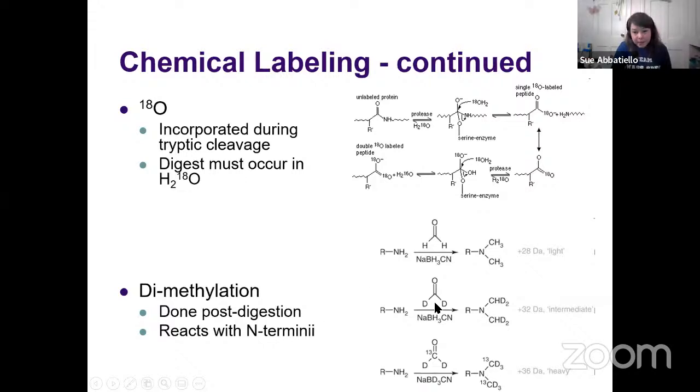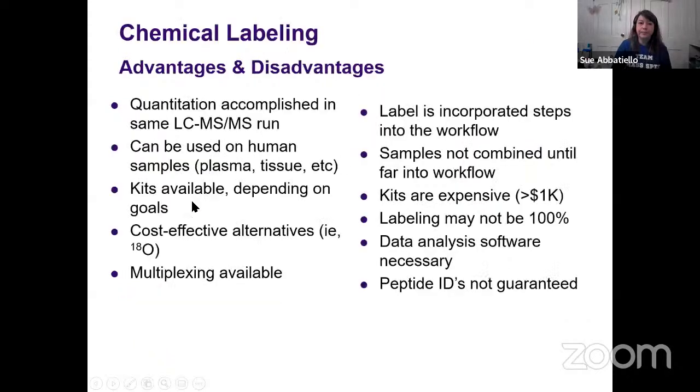Another option is dimethylation. Again, not super common, but if you're desperate, these are some things that can be used. It's done post-digestion, reacts with the N-terminus of the peptides, and it'll impart a light and a heavy version. These are deuterated, which, as long as you're not going above a certain number of deuterium, like 4 to 6, they'll still have the same chromatographic properties as the non-deuterated reagent.